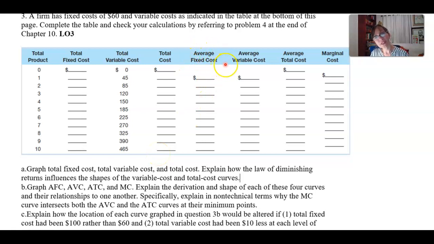Then we have average fixed cost. How do we do that? Look at your formulas, the ones I asked you to write down. Fixed cost divided by output gives you average fixed cost. Variable cost divided by output gives you average variable cost. Average total cost, two ways to do it. You can add these up and put it down here, or take total cost divided by total product, and that's going to give you your average total cost. Marginal cost, recall, is the change in total cost divided by the change in output. So you will need to graph these.